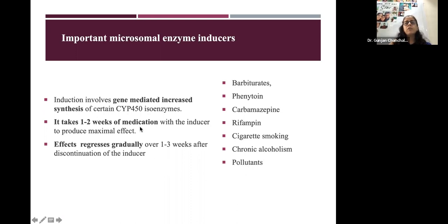Okay, so if you administer 2 drugs at one time, sometimes the inducer may take 1 to 2 weeks to produce the maximal effect. So that is why the effect of the first drug will start regressing after 1 or 2 weeks of giving that second inducer.